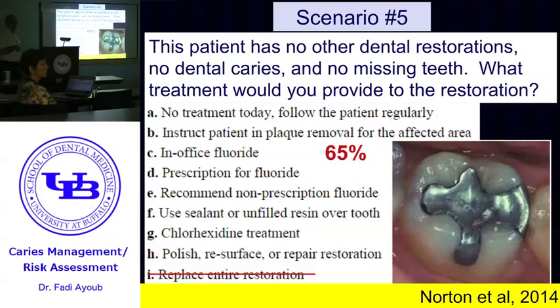I think some years back, John Osborne put out a paper talking about sealing old ditched margins, but I don't know what kind of long-term follow-up there was. I'm personally not in favor of sealing over amalgam restorations, either old ones or new ones.